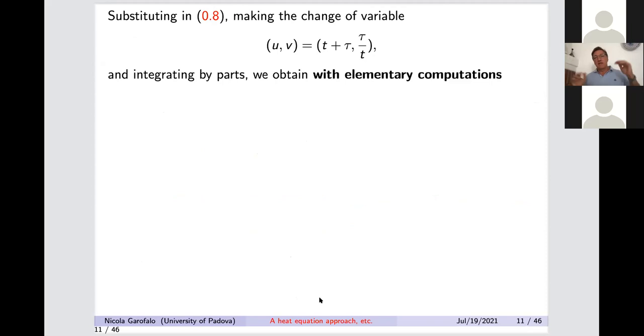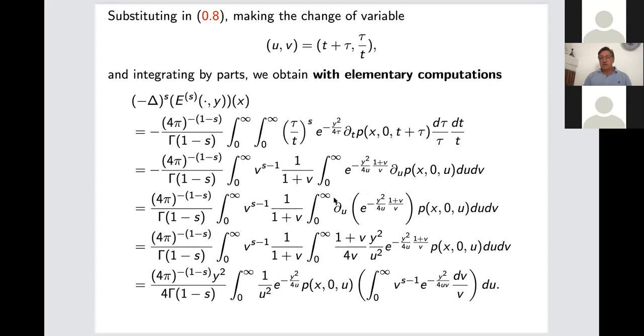And so now at this point, you make a simple but important change of variable. You switch from variables t and tau to variables u and v through this relationship here. And then you integrate by parts. After some elementary computations, which I will spare you, since there is a change of variable and then an integration by parts in this formula, you end up with the fact that minus Laplacian to the S of E upper S is equal to this object here. And in a way you have separated the variables.